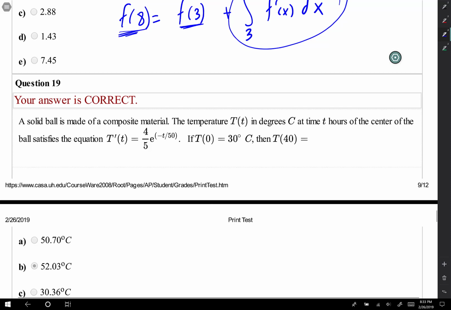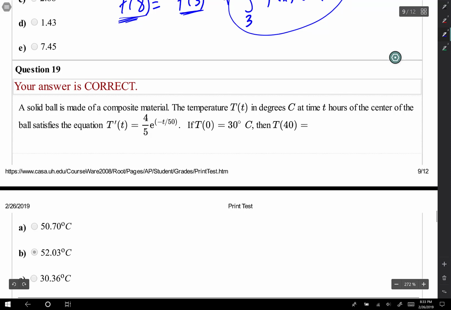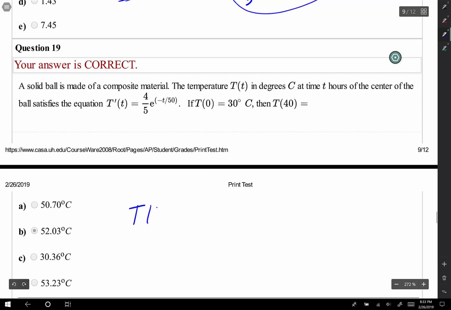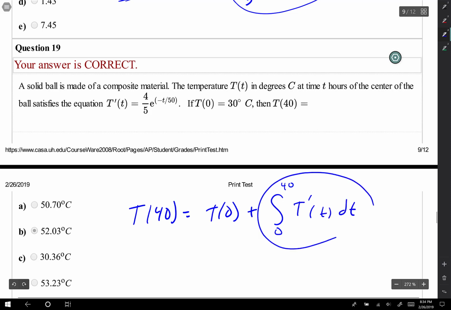This one's exactly the same. The solid ball is made out of a composite material. The temperature T in degrees C and time t hours of the center of the ball satisfy the equation. If T of 0 is 30, then T of 40 is the same. Do the exact same thing. T of 40 is your temperature at 0 plus, and then you're going to integrate T prime, because this is going to tell you how much the temperature changed, guys. So you're going to integrate from 0 to 40 of T prime dt. So this tells you how much the temperature changed between 0 and 40.